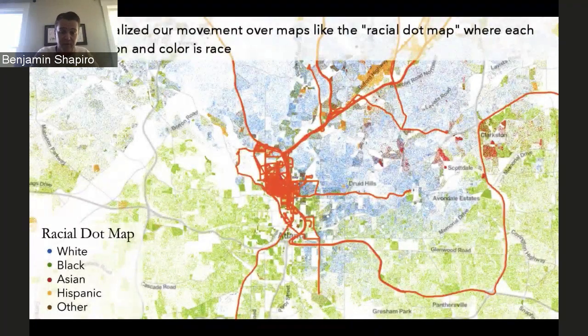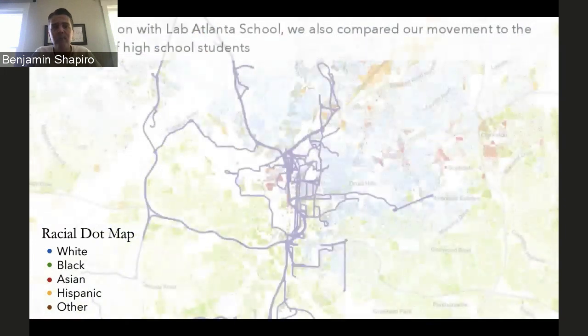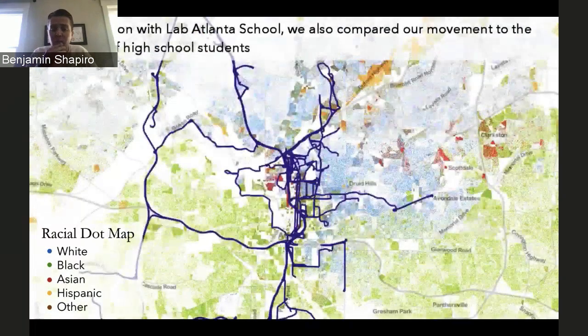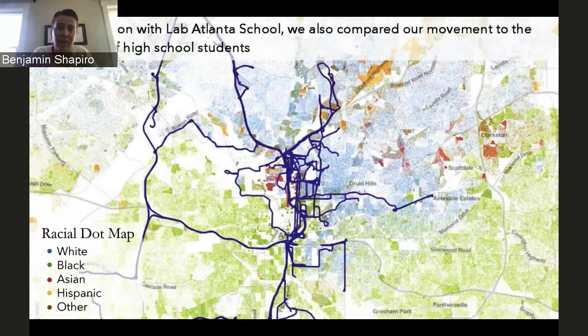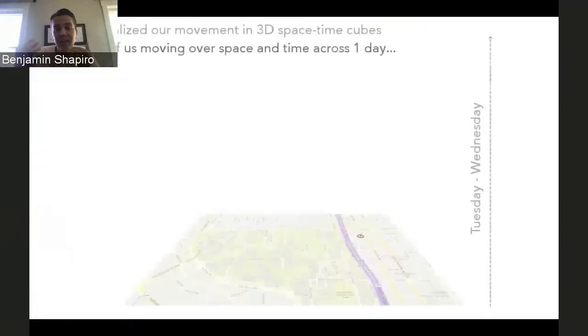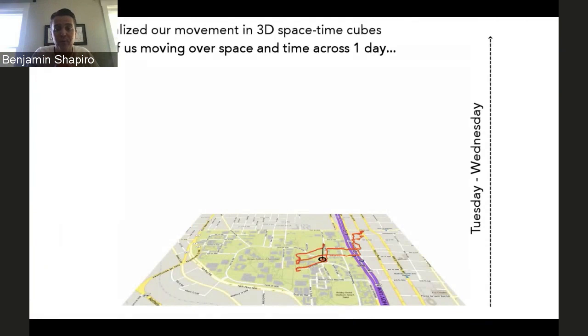This is students, of course, from Georgia Tech visualizing their movement over a racial dot map of now Atlanta, not Nashville, where color on the map indicates race, as characterized by the 2010 census. As part of this activity, we actually worked with a local high school, and the high school students collected their movement as well. And we brought the students together and they compared and contrasted their movement. Quite powerful.